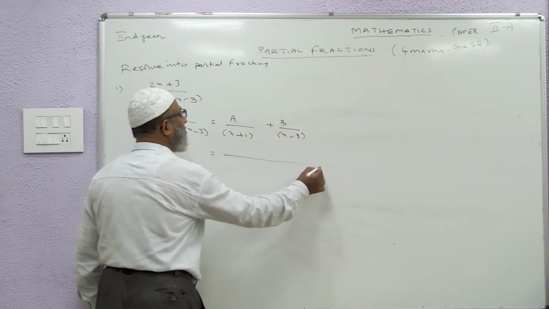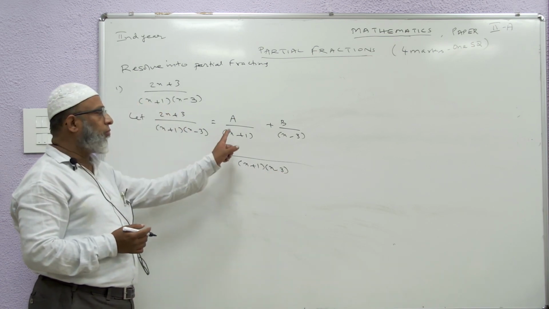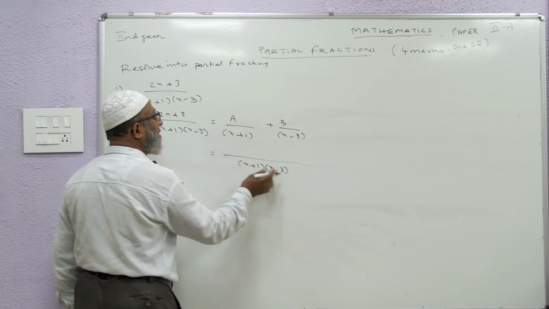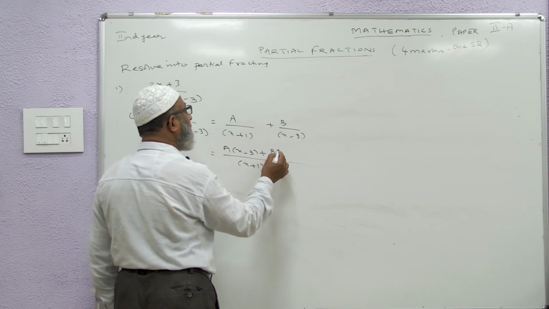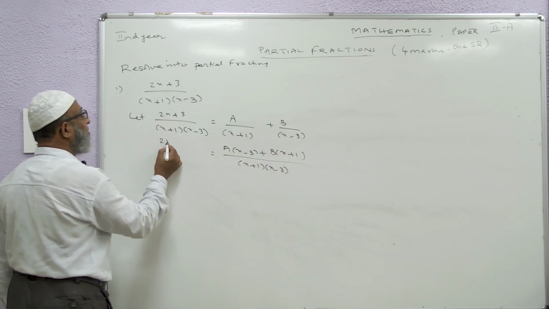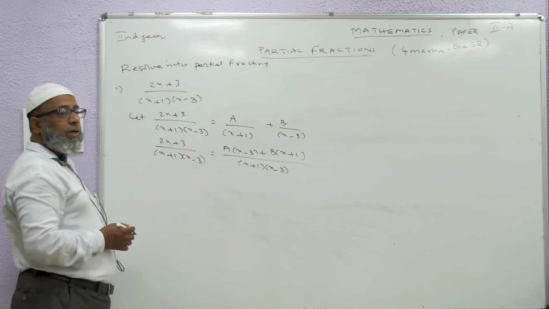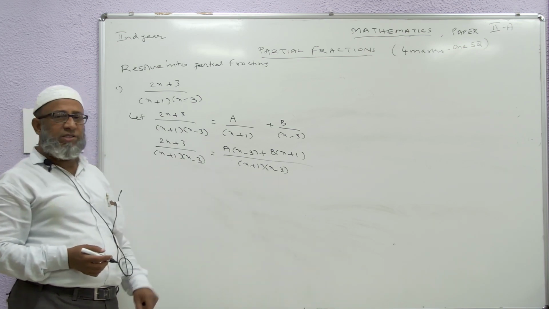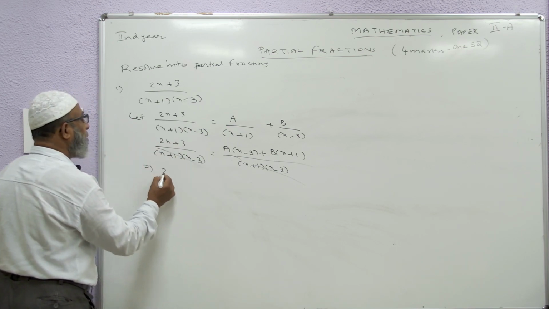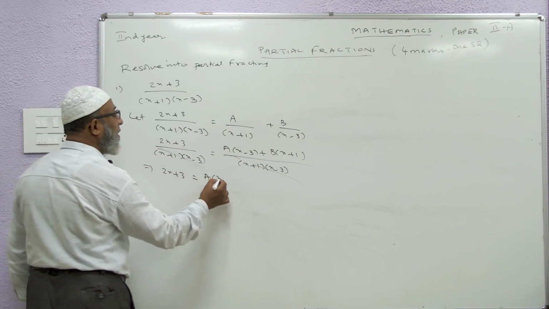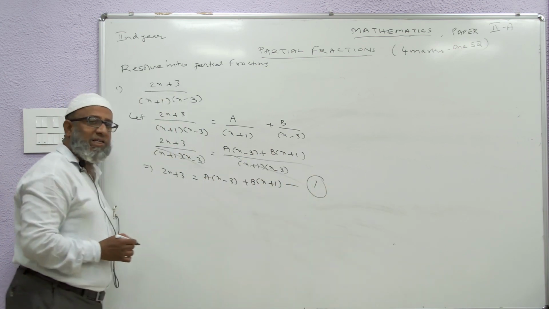If I take the LCM, what happened? It is (x + 1)(x - 3). On dividing this, I am getting (x - 3), so A into (x - 3). On dividing this, it is cancelled, B into (x + 1). So this part will be as it is, (2x + 3) divided by (x + 1)(x - 3). As you see that the denominator is the same, so we can cancel this denominator in the next step. So what remains? 2x + 3 is equal to A(x - 3) + B(x + 1). I name this equation as 1.